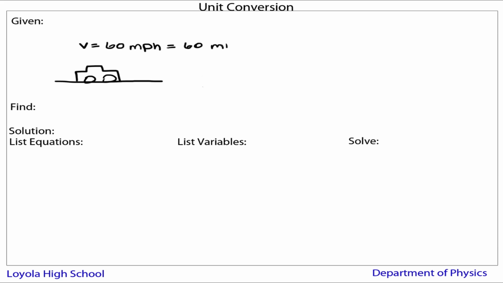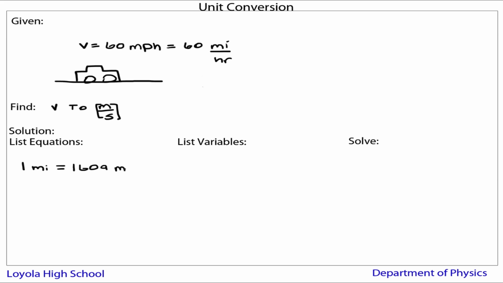miles per hour. So I'm going to separate them out in the numerator and denominator. The goal of this problem is to solve for the velocity or convert it to meters per second, the metric system. So we're going to go from miles per hour to meters per second. For the first part of this equation, we're going to write down some equivalencies or conversions. So 1 mile is equal to 1,609 meters.